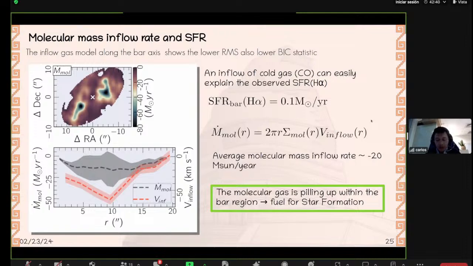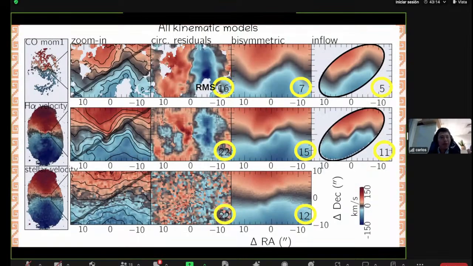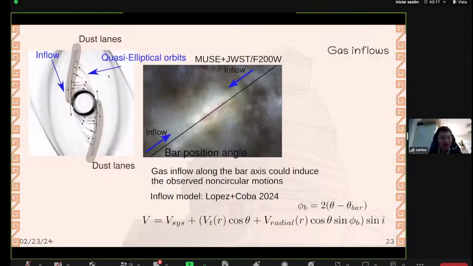And not only does it show the lowest root mean square value, it also shows the lowest BIC value. So statistically speaking, the inflowing model is preferred over the bisymmetric model, which takes into account quasi-elliptical orbits. However, the real scenario could be more complex than that. It could happen that two different flows occur at the same time. You can have gas falling in quasi-elliptical orbits. You could have as well gas inflowing along the main bar axis, right?